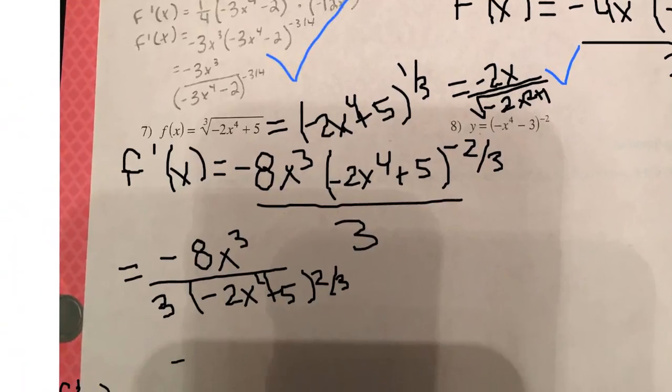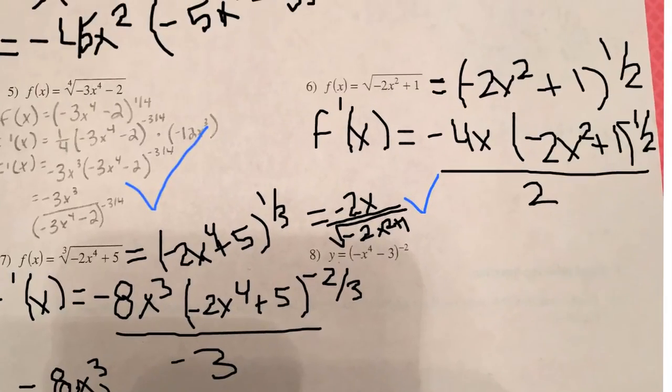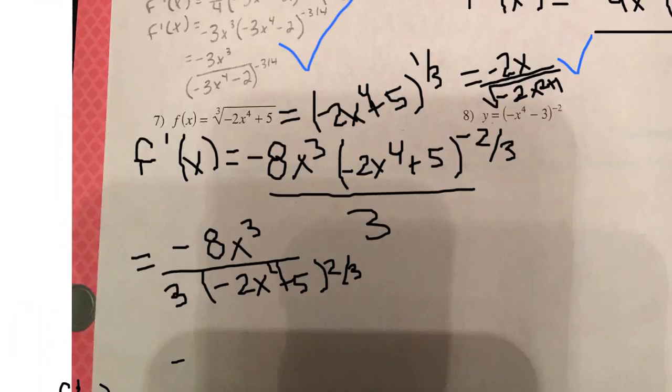It's really similar to number 6. What am I doing here? I'm just, again, rewriting it. And then we start to take the derivative, and where does this negative 8x cubed come from? That's just the derivative of the inside. So now we've got the derivative of the inside, and we'll go ahead and multiply by this 1/3, and that's where this 3 on the bottom comes from. And then we have to subtract by 1 up here, and that's where the negative 2/3 comes from.